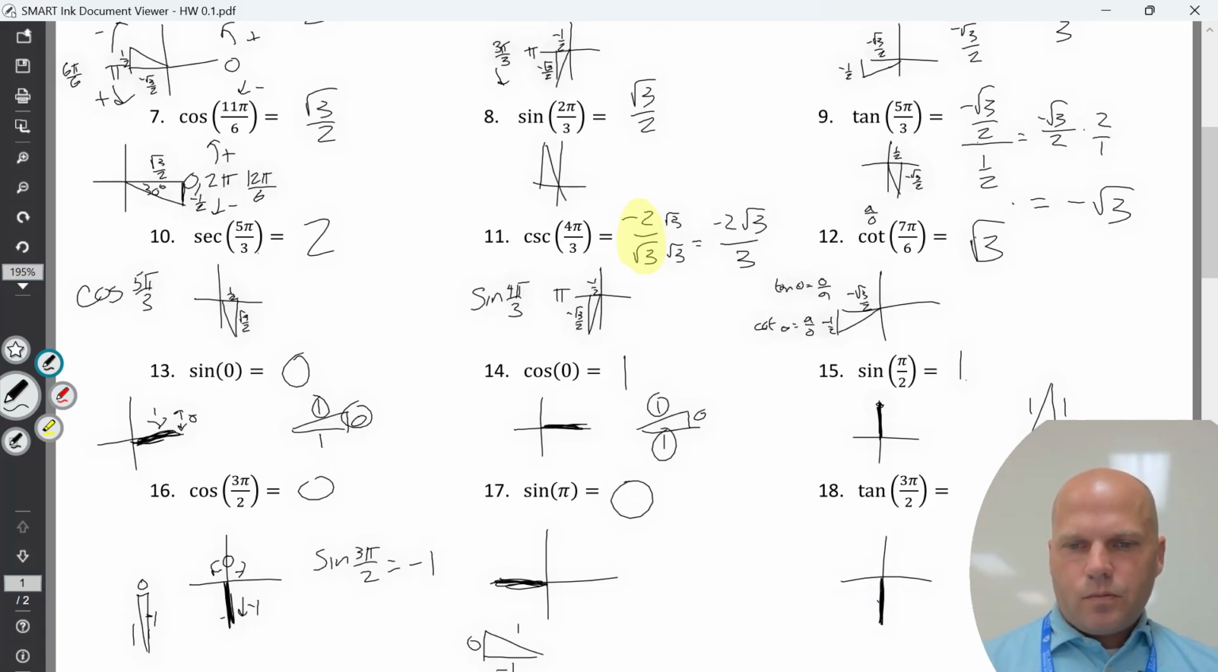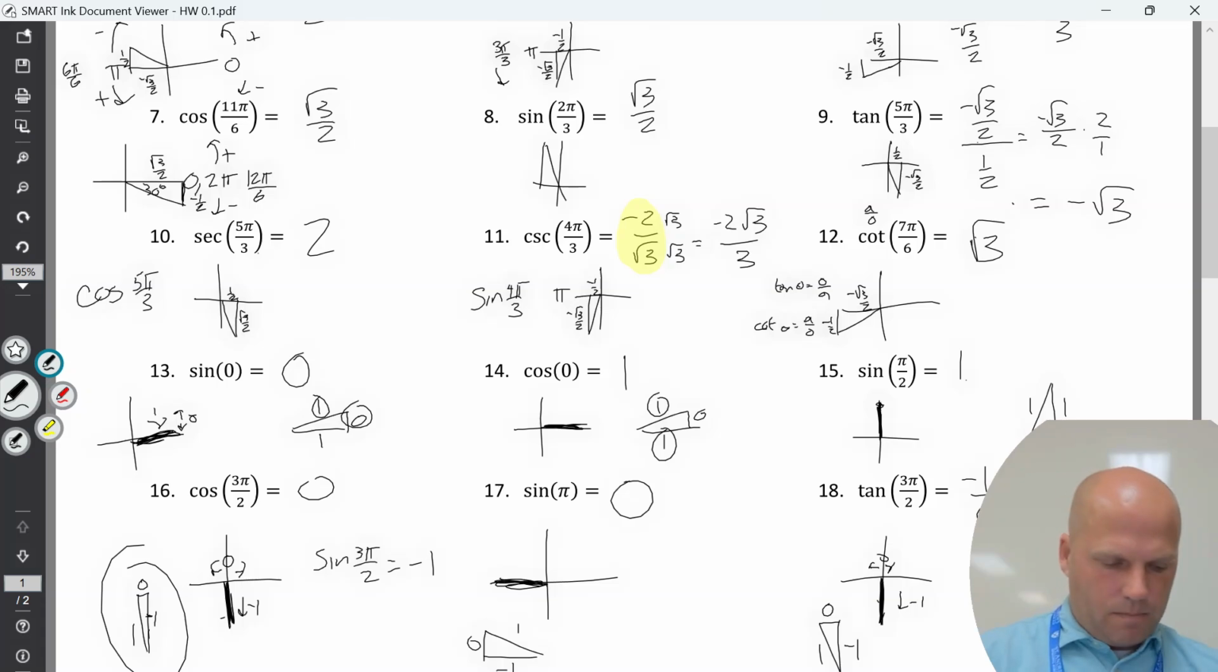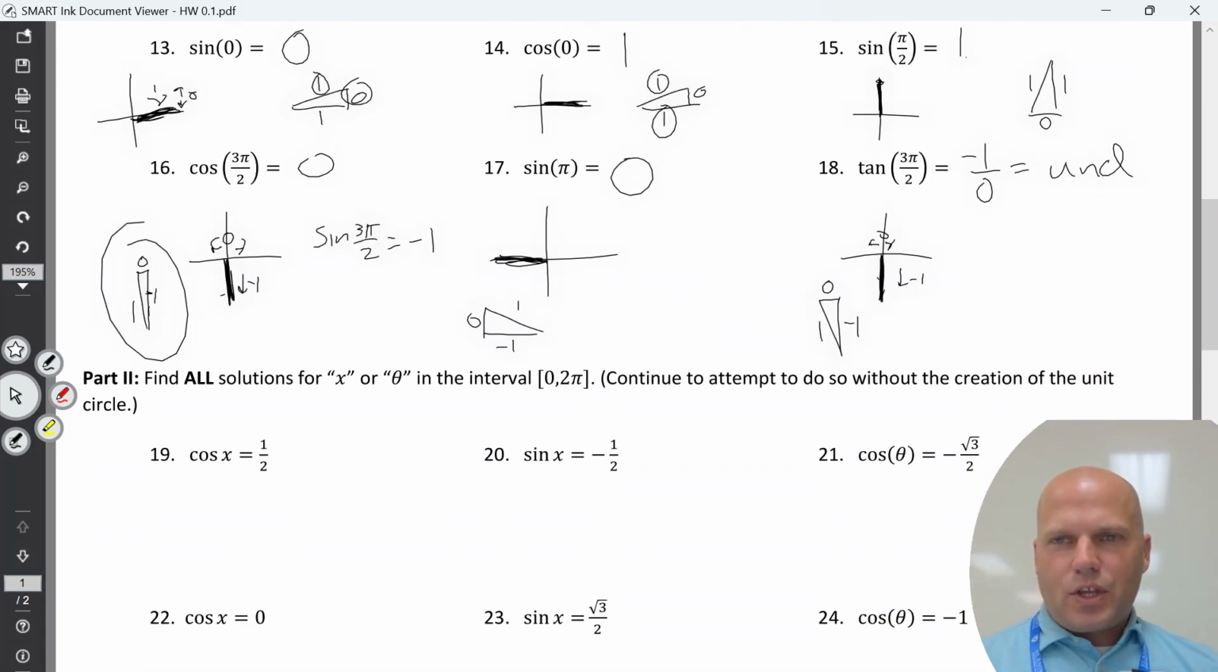Tangent of 3 pi over 2. Well, tangent's opposite over adjacent. It's the y over x. It's the vertical over horizontal. The vertical is negative 1. That's the opposite. The adjacent, the horizontal, is 0. You could think y over x, so I'm at 0, negative 1 if you want to. Or you could think of this exaggerated triangle over here, where we have a hypotenuse of 1, a vertical length of negative 1, and a horizontal length of 0. Opposite over adjacent. Okay? So that's how I do things.